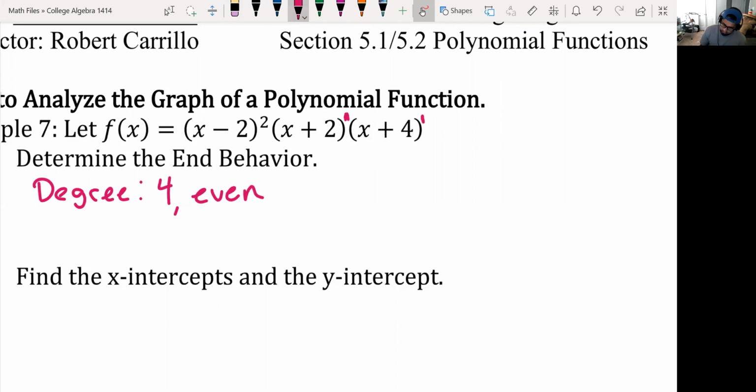So the leading coefficient is a 1, which is positive. So right now we have an even positive, right? An even positive. So this means if you look at your cases, this would be a case 1. You have an even degree, positive leading coefficient, you open up. Touchdown, right?